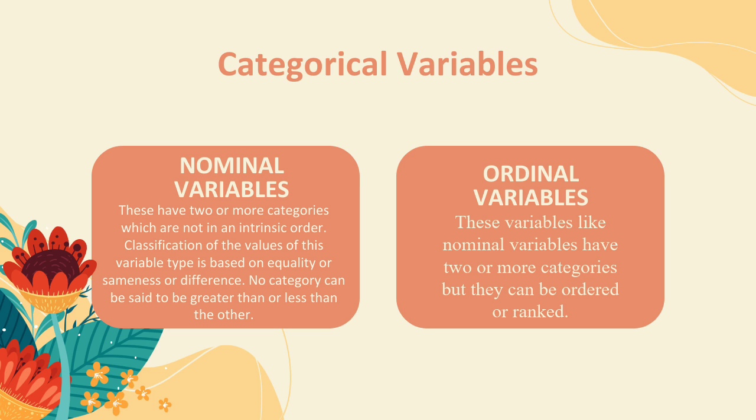The second one is ordinal variables. These variables, like nominal variables, have two or more categories, but they can be ordered or ranked. And then a category can be said to be greater or less than another. Other examples include test scores and income level.